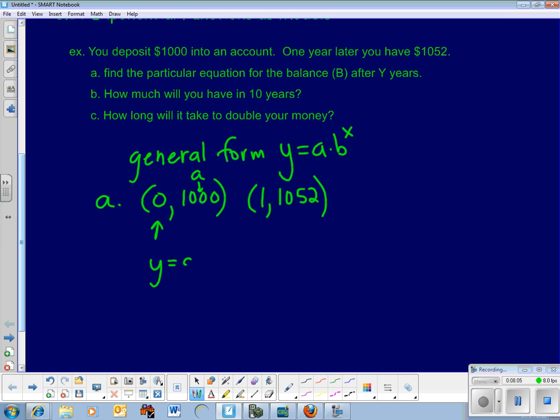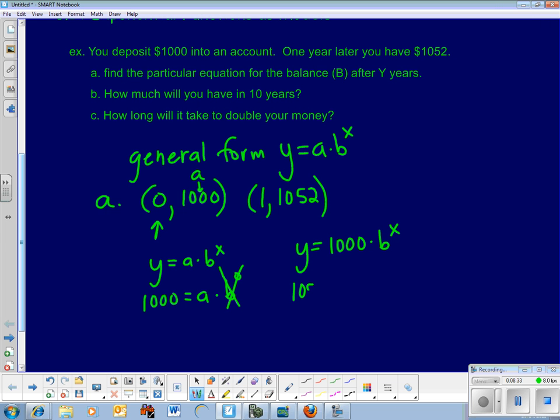Y equals A times B to the x. I know the data point 1,000 equals A times B to the 0. If they give me the 0 point, see what happens? B to the 0 is 1, so that just cancels out, and I get A equals 1,000. So I know right now that Y equals 1,000 times B to the x. Well, the reason they give me a second data point is so that I can figure out what B is.